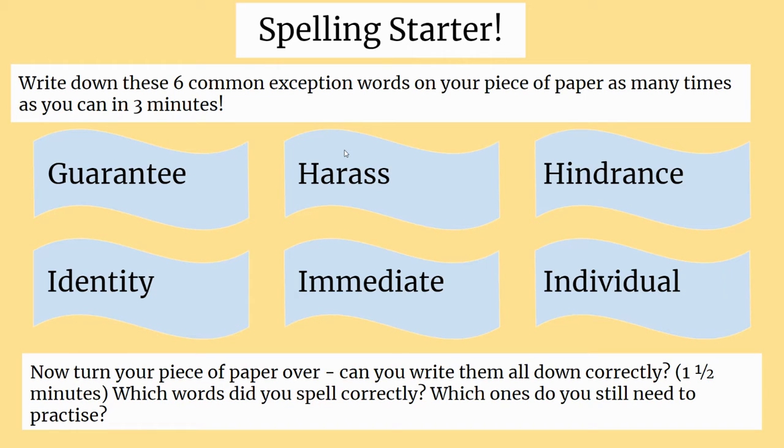So as always, we start our teaching and lesson sessions with our spelling starter. Make sure that you have a go at writing these 6 common exception words on your piece of paper as many times as you can in 3 minutes. Then after the 3 minutes, you need to turn your paper over and write them down all correctly, timing yourself for 1 minute 30. Identify which words you spelled correctly and which ones you still need to practice. Pause this teaching and learning video now and come back to me when you've done that.